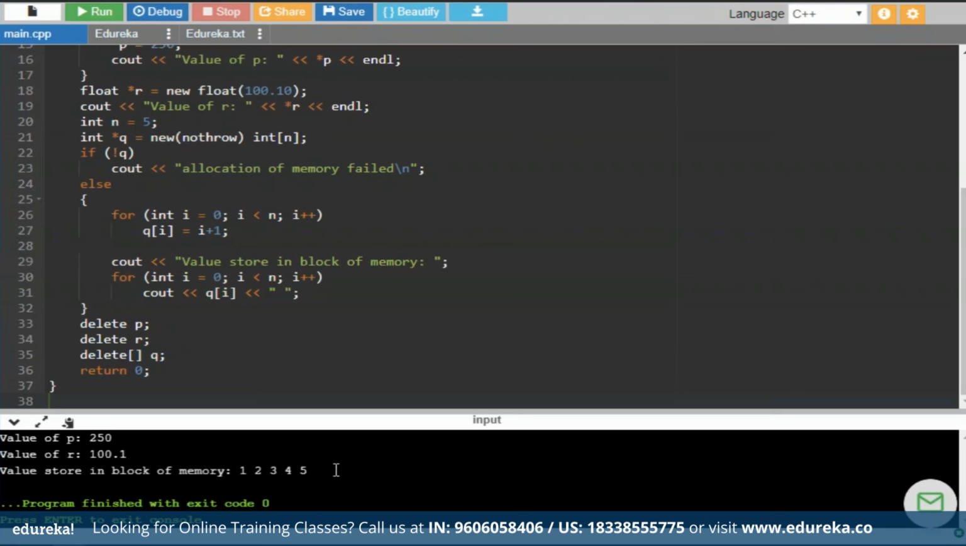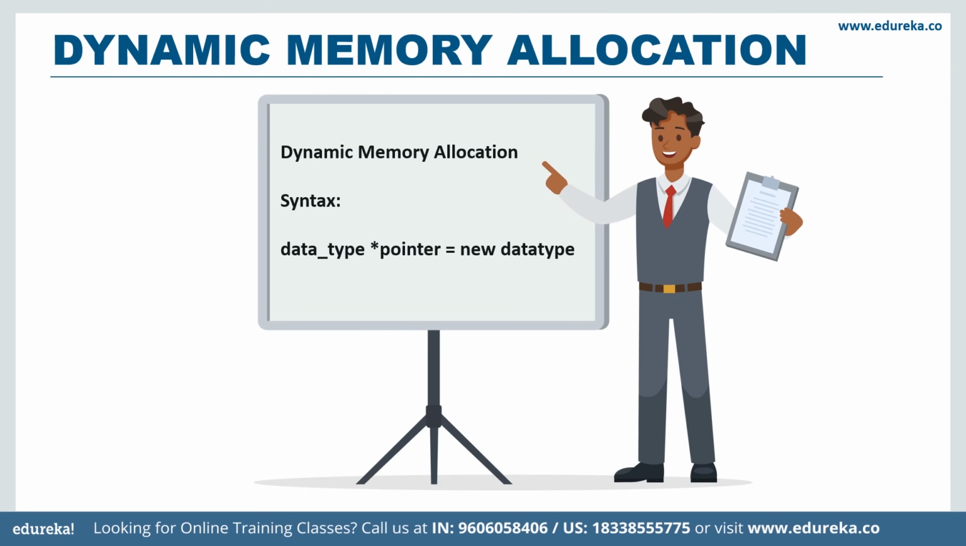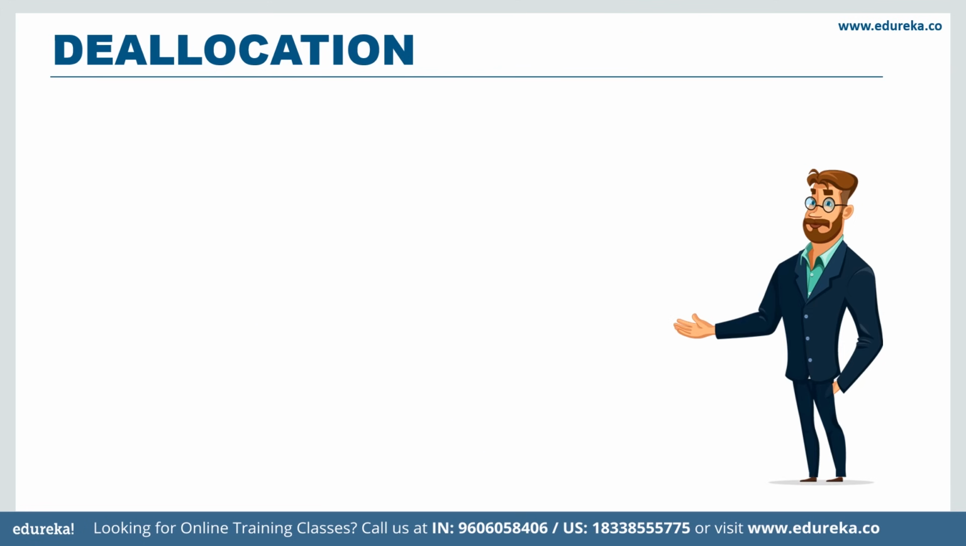As you can see, the code has been successfully executed and you can see the memory allocated for the data in our program, which is 1, 2, 3, 4 and 5. Now with this, let us move on to the next concept, that is deallocation. Deallocation acts as the free method in C programming.